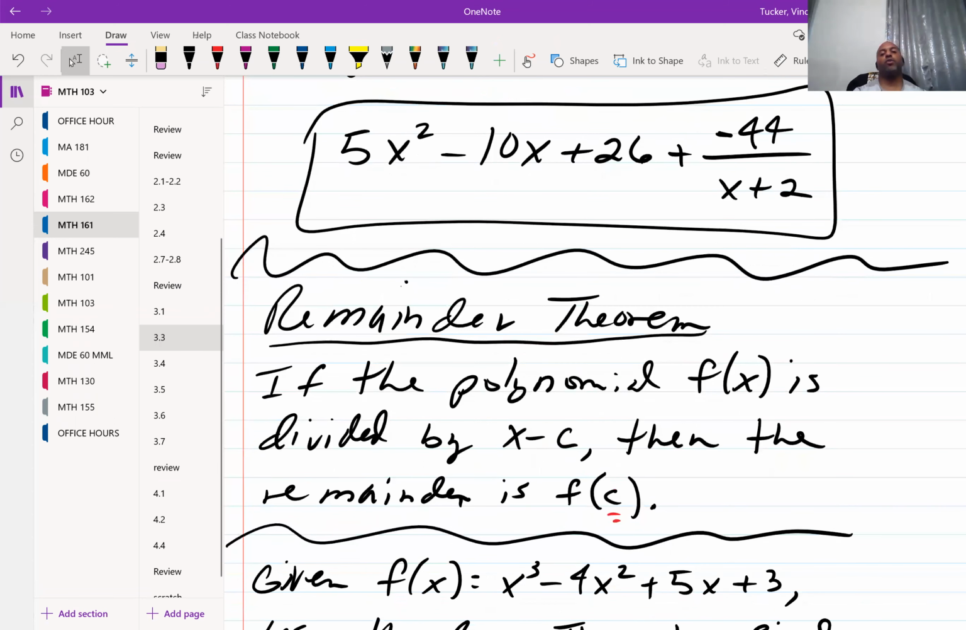All right. So the remainder theorem: if the polynomial f of x is divided by x minus c, then the remainder is f of c. So in other words, when you take c and plug it into your function, you will get out the remainder. I'll show you how that relates in a second. Just give me a chance to write.